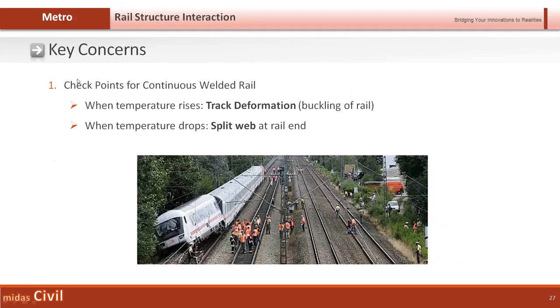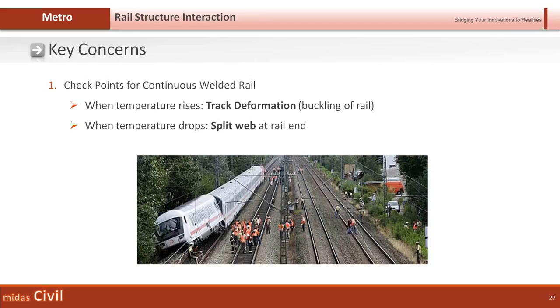So what are the challenges that we face? So the major concerns that we face for a rail structure interaction is track deformation. There is buckling of rail. Because of the temperature, because of the differential temperature, because of thermal analysis, there will be some expansion and contraction. But here there are no joints to allow for that. So there will be very high axial stresses developing in the rails. Due to that, the buckling can occur.